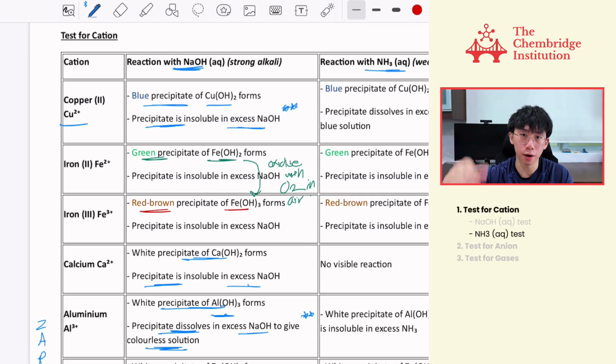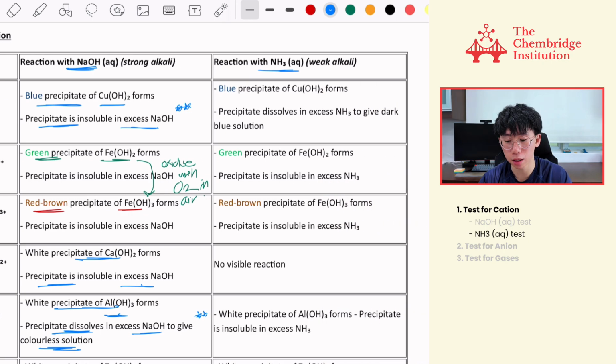Now moving back up, what happens if you test it with aqueous ammonia? Aqueous ammonia is a weak alkali, so there's going to be a bit of differences in the observation for some of your cations. For example, your copper 2 plus, you'll still give this blue precipitate of copper 2 hydroxide, again because ammonia still is a weak alkali, it will give OH minus ions. But if you add it in excess, your blue precipitate will actually dissolve in excess ammonia to give dark blue solution. And this dark blue solution is a complex as well. You don't need to know the formula of this complex, but complex is still produced.